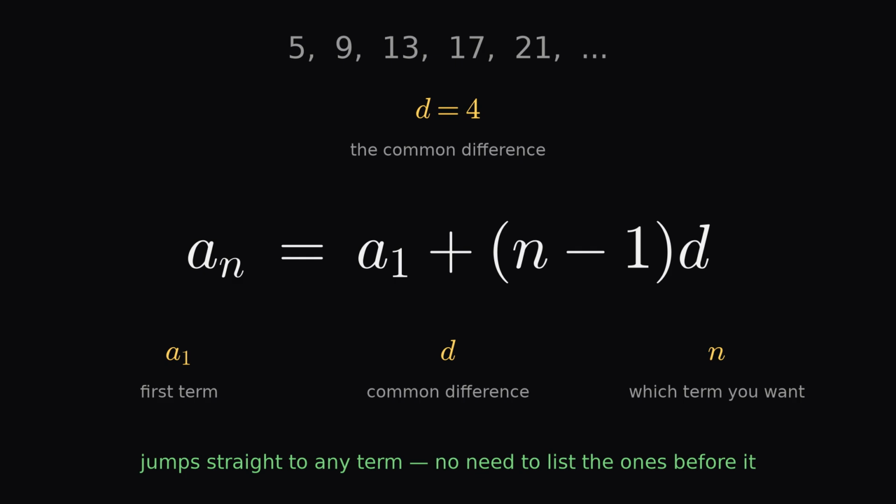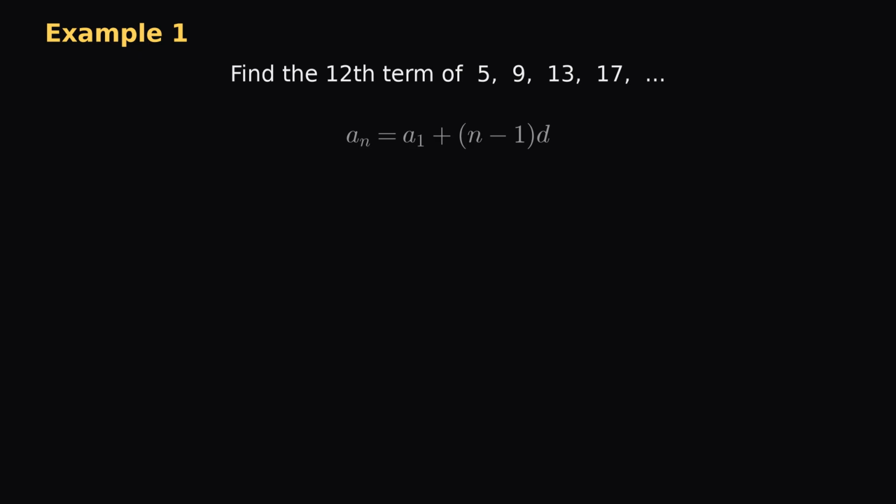What makes this formula worth having is that it jumps straight to any term you want, without listing out every single term before it. Example 1. Find the 12th term of 5, 9, 13, 17, and so on.